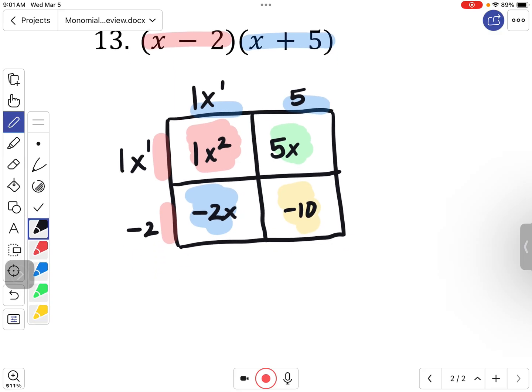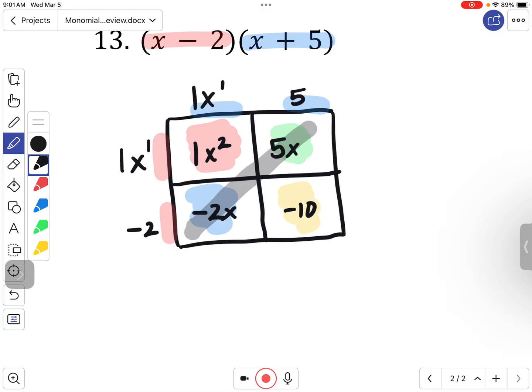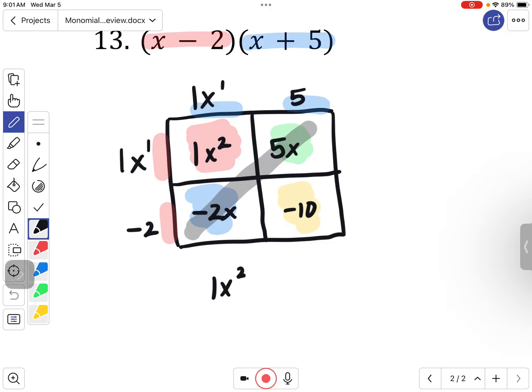Okay. When I do these parts, we can combine anything that we have like terms for. So if I have a 5x and a negative 2x, those two can be combined. I'm always going to start with my highest power. So my highest power is 1x squared. So I'm going to keep my 1x squared. Then if I have negative 2x plus 5x, that's going to give me a positive 3x. And then I'm just going to plop that 10 on the end.